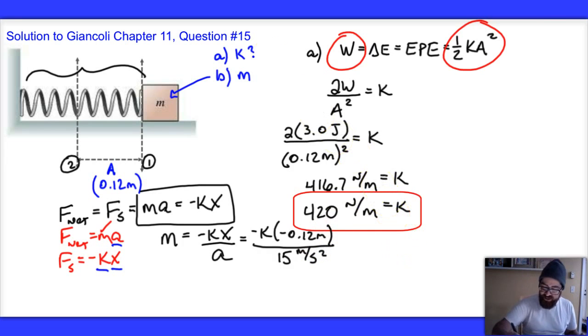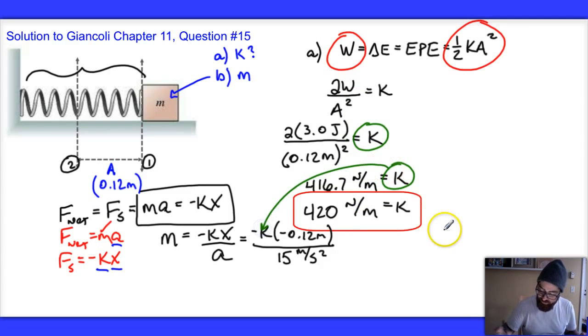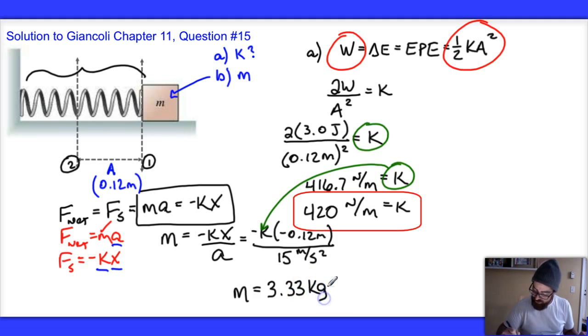Now I'm going to take this value of k that I figured out earlier in the problem, actually this one right here, 416.7, and plug that in here. And then I'm going to turn the crank on the calculator, multiplying that by 0.12 meters and dividing by 15 meters per second squared, and I'll get an answer of 3.33 kilograms. Now, I want to deal with some significance, so I'm going to go ahead and call that mass 3.3 kilograms. 2 sig figs, and call it a day.